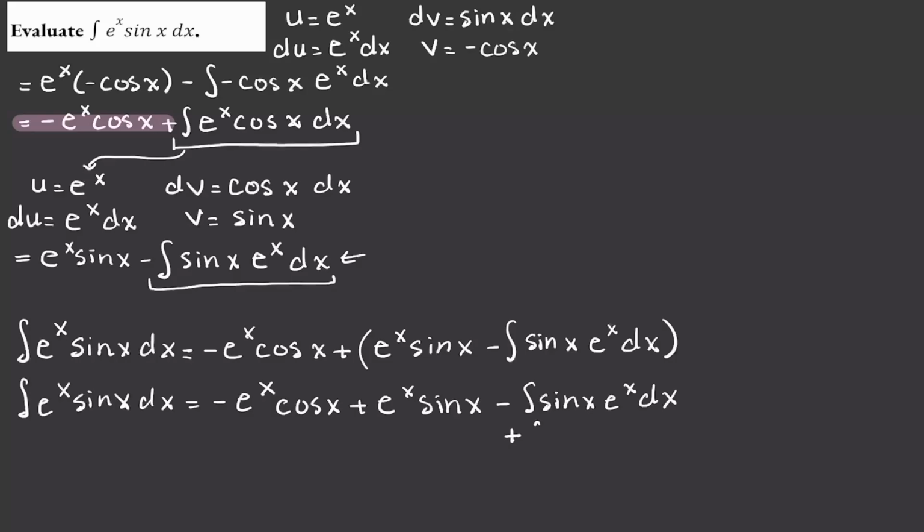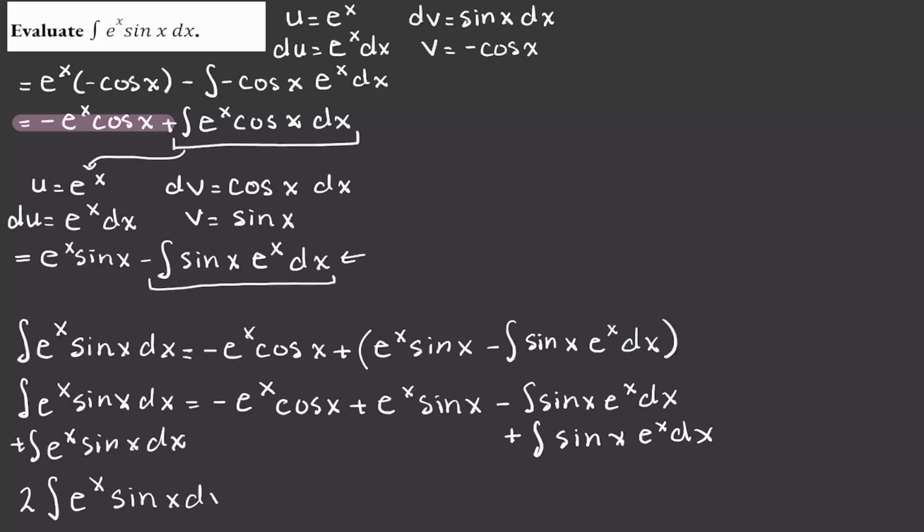Since this is the same integral we started with, I can add this integral to both sides. So when you add this integral to both sides of the equation, you would obtain 2 times the integral of e^x sin(x) dx is equal to, now here it cancels out from the other side, negative e^x cos(x) plus e^x sin(x). Now here I need to solve for the integral of e^x sin(x) dx.